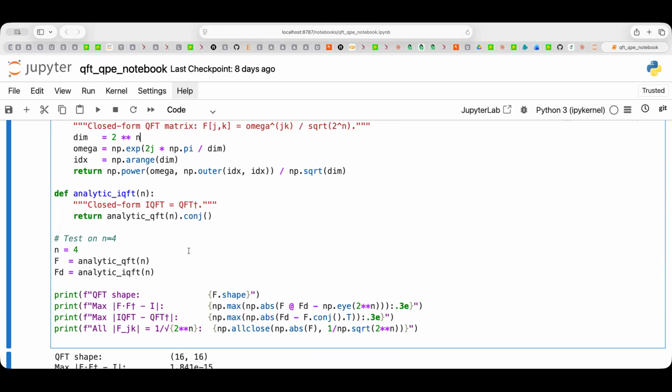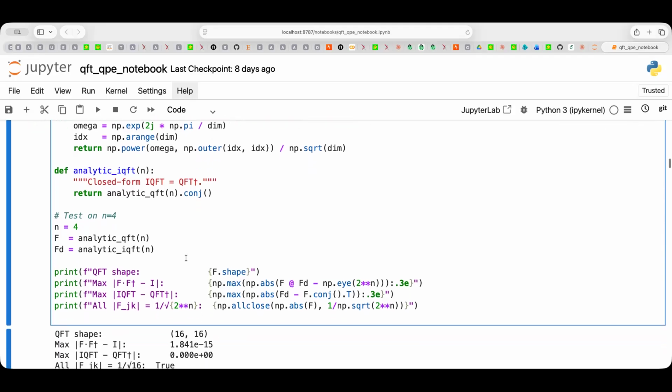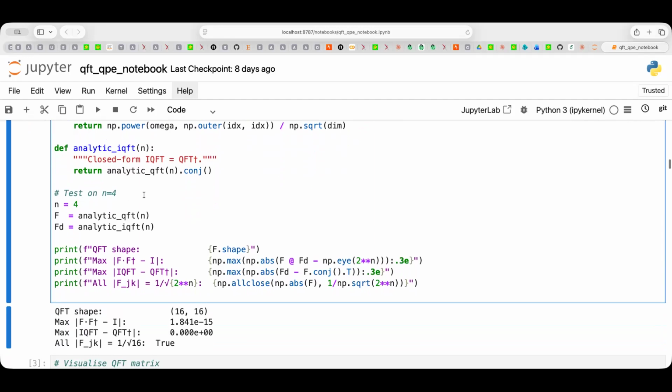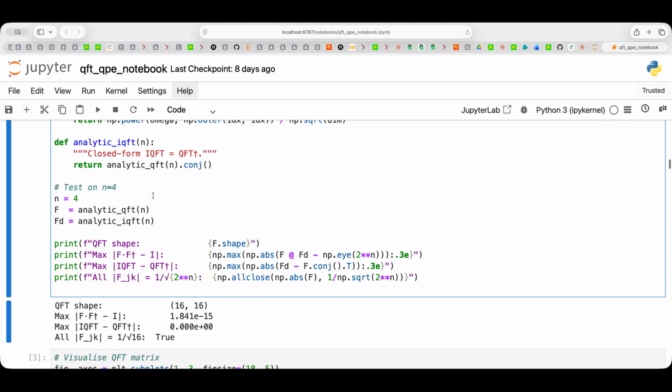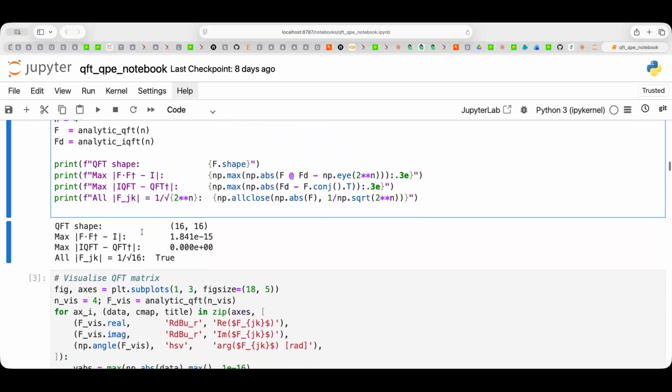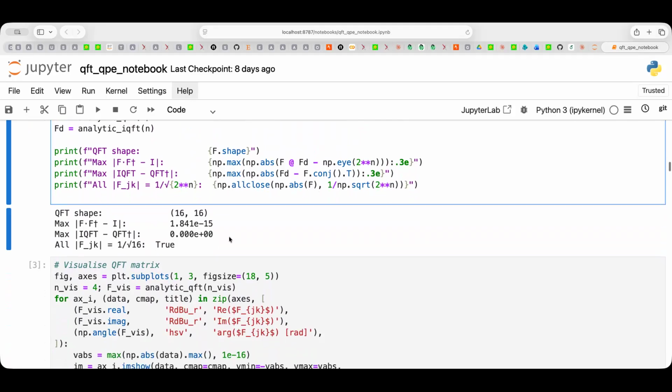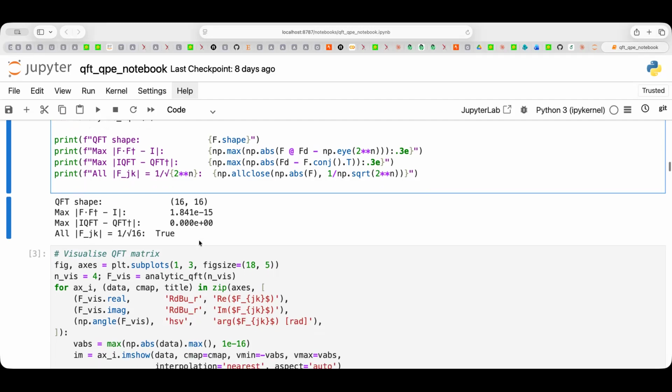This is a case where I take a 4x4 matrix, which means 2 qubits, so 2 to the power of 2. It sets up the matrix and tests that when I take the Fourier transform, multiply with the Hermitian conjugate and subtract the identity, I get 10 to the minus 15. The difference between my inverse QFT and the QFT conjugate transposed is basically 0.